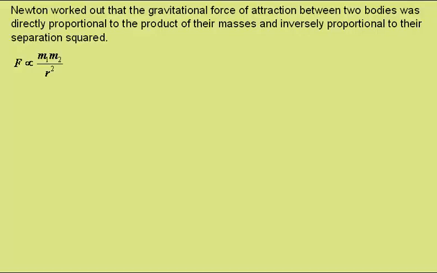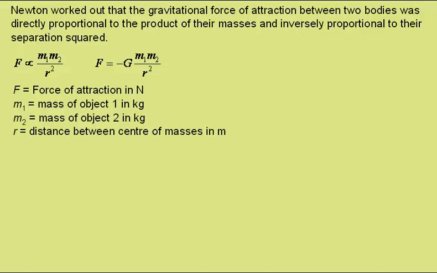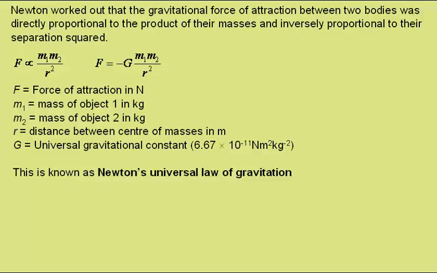We can write that like this, or adding a constant of proportionality like this, where F is the force of attraction between the two bodies, measured in newtons, m1, the mass of object 1 in kilograms, m2, the mass of object 2 in kilograms. R is the distance between the centre of masses of the two bodies, in meters, and G, the universal gravitational constant, which has a value of 6.67 times 10 to the minus 11 newtons meters squared per kilogram squared.